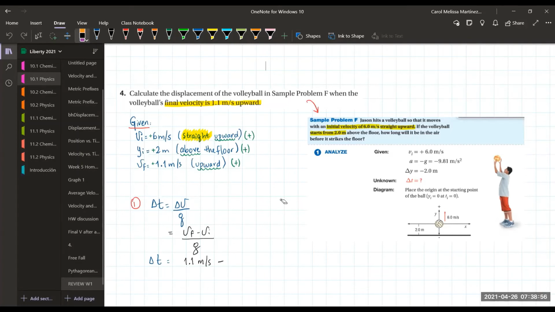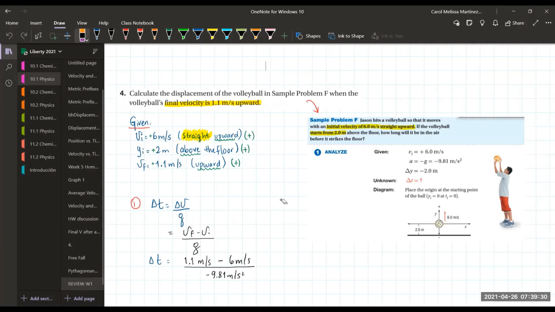Now, here is 6 meters over second. 6 meters over second. Positive, both of them. But here, take a look. Positive is not going to cause any change. And here, negative and positive is going to give you the same negative that you had before. Okay? So you just leave it there. And the gravity, which is negative 9.81 meters over second squared.